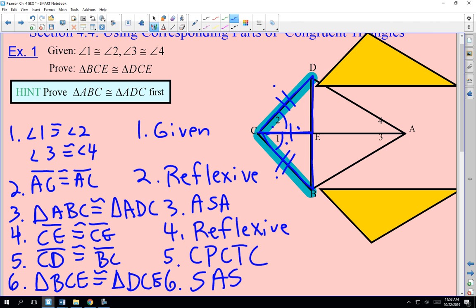All right, so our new property is just the CPCTC. Once you prove triangles congruent by one of the 4 congruence postulates or theorems that we've been learning in the first 3 sections, you can then say that any of their other 3 parts are also congruent.